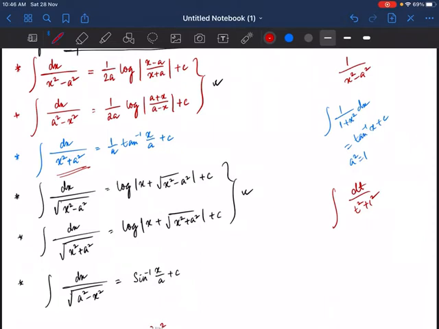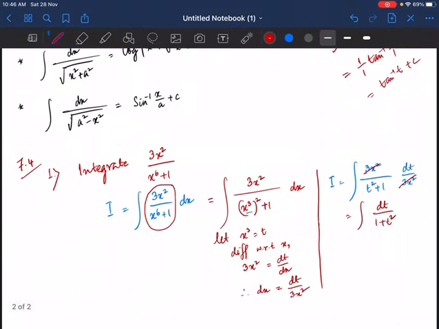So where a value is equal to what? My a value is 1. So I will write this form. The formula will become 1 by a, so I have 1 by 1, tan inverse. In place of x, I will write the variable. The variable of integration in here is t. So it will be tan inverse t by 1. So basically we are getting tan inverse t plus c.